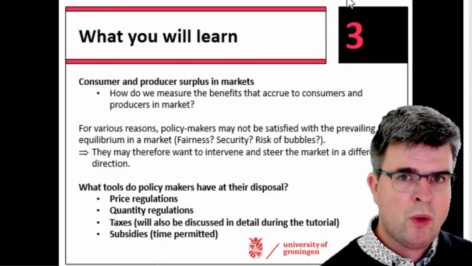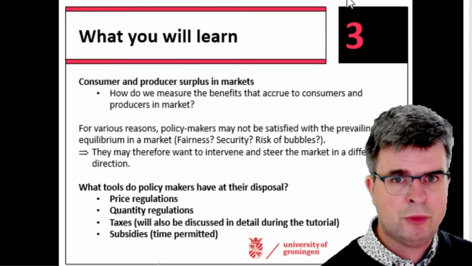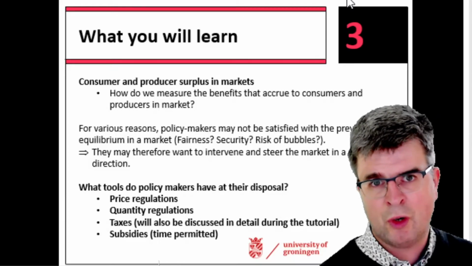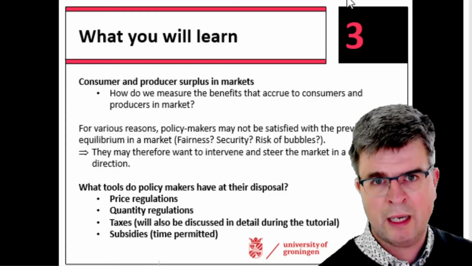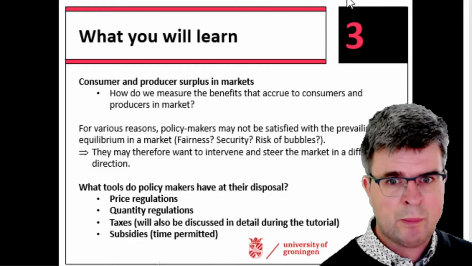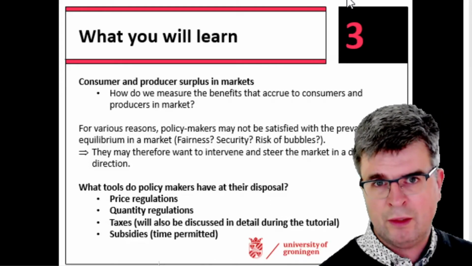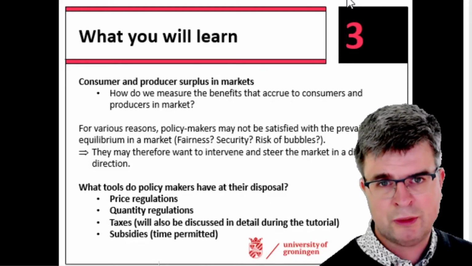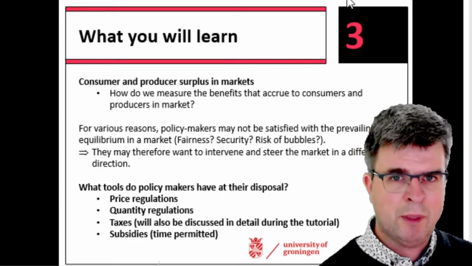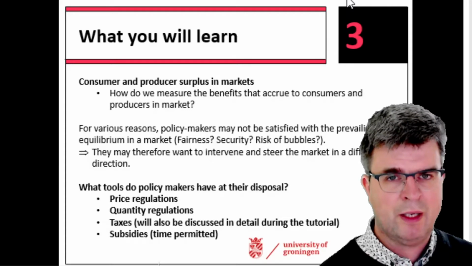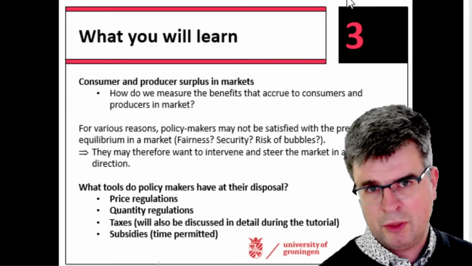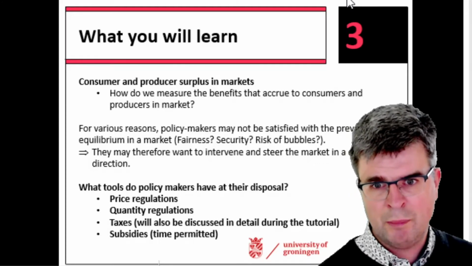Now, once we know the benefits to consumers and producers, we may not be satisfied with the outcome. Policymakers are often not satisfied with market outcomes because they don't deem an outcome fair. They think that the market leads to bubbles. They might consider security risks, and they might want to intervene in the market and to steer it in a different direction. Then the question is, what can the government do? What tools does the government have available?